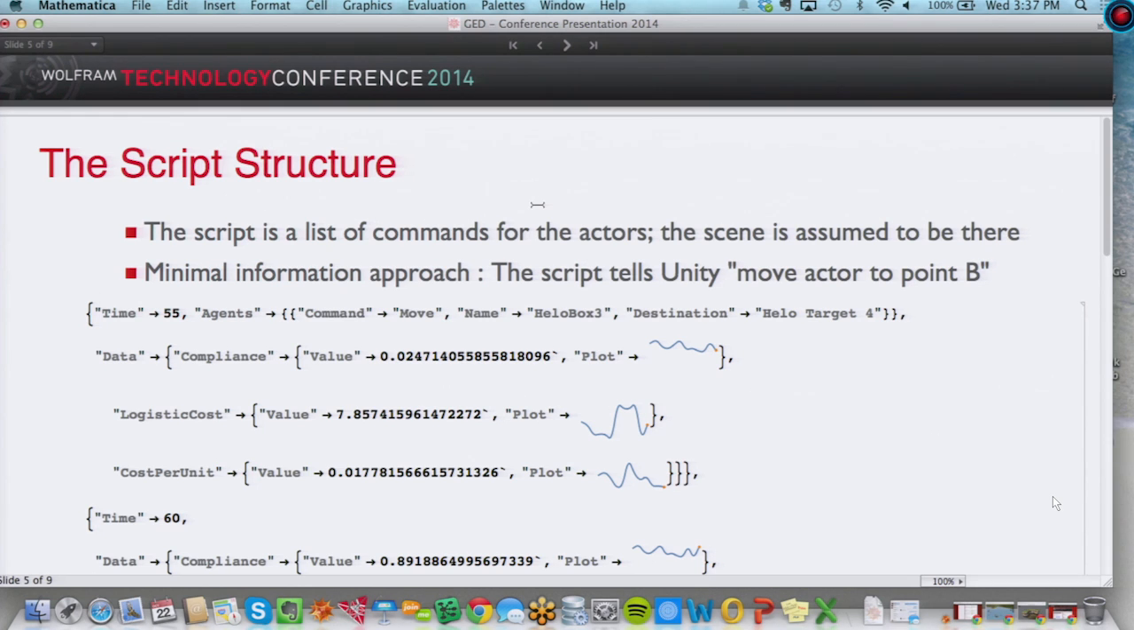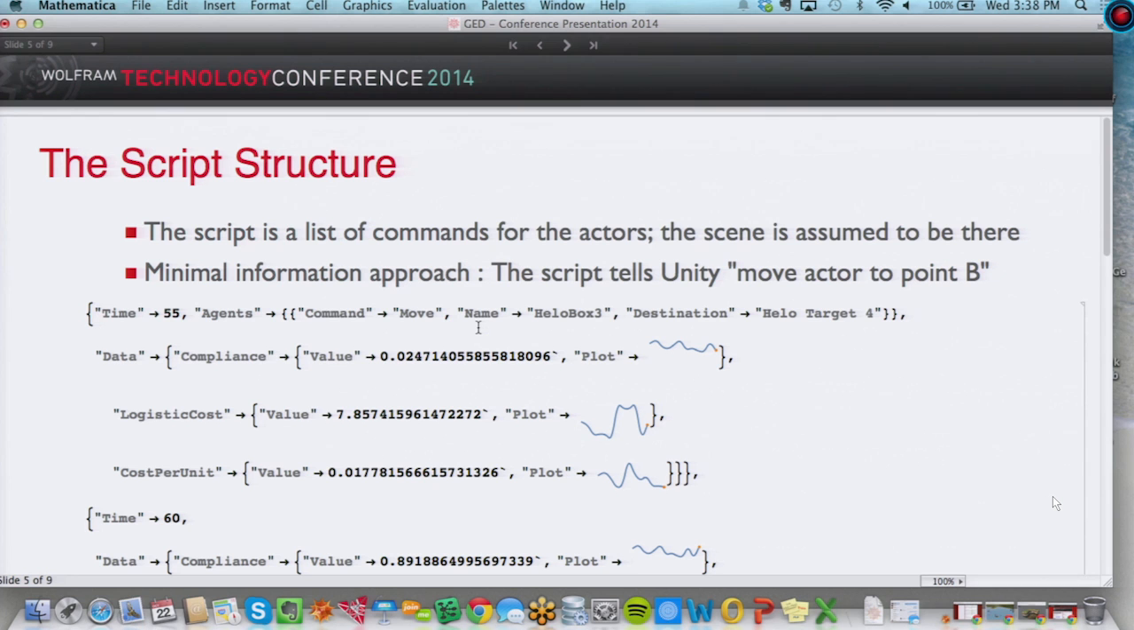So it's a list of commands for the actors. The scene itself is pre-built. We actually had a studio work with us to build up scenes and everything. And we asked them also to build characters and objects for us. And then once you have those in place, it's almost like you have the actors on the stage. Then you give the actors a series of time-based commands to make them move around on the stage in the way that you want them to move around.